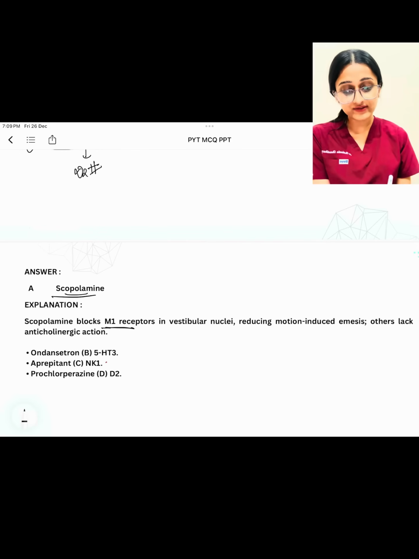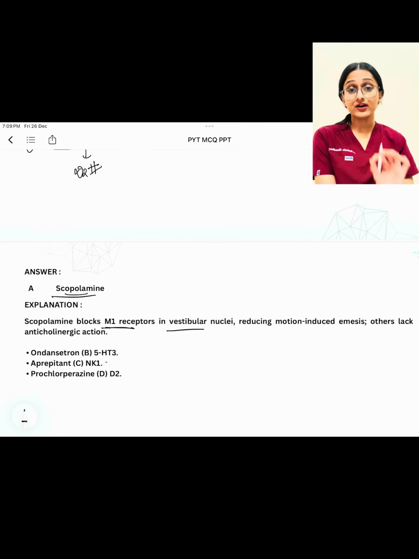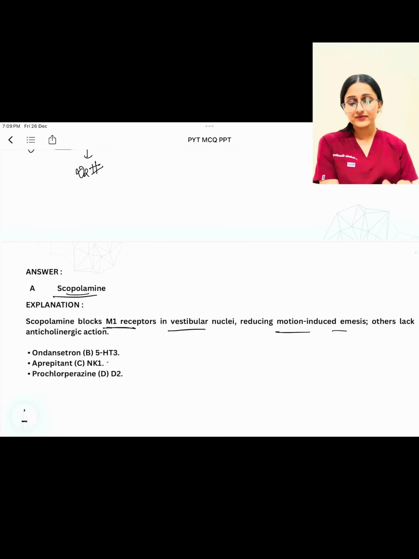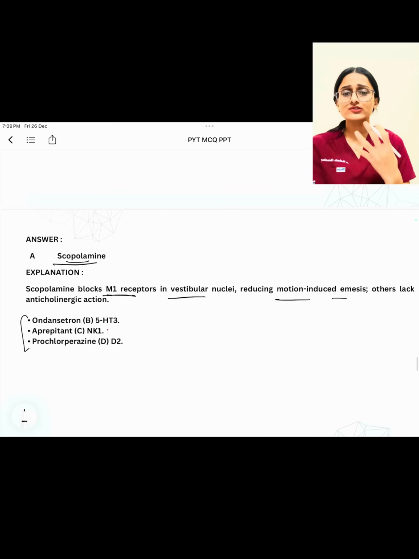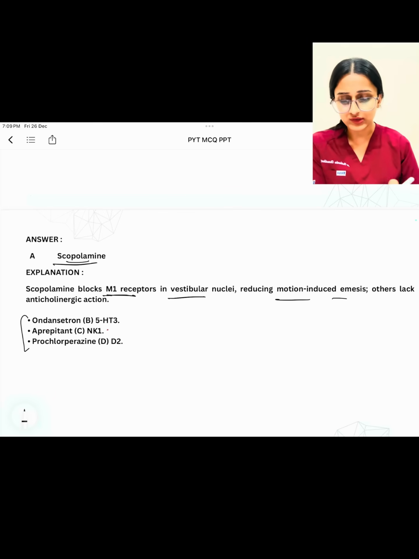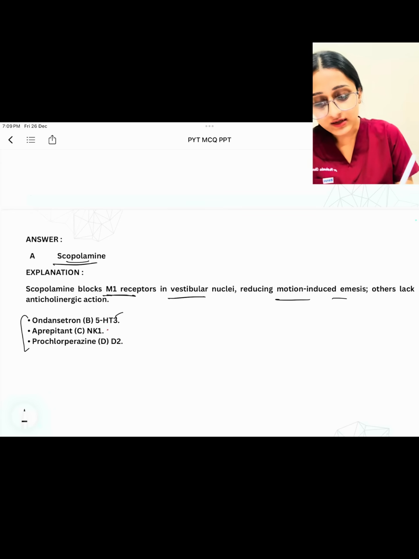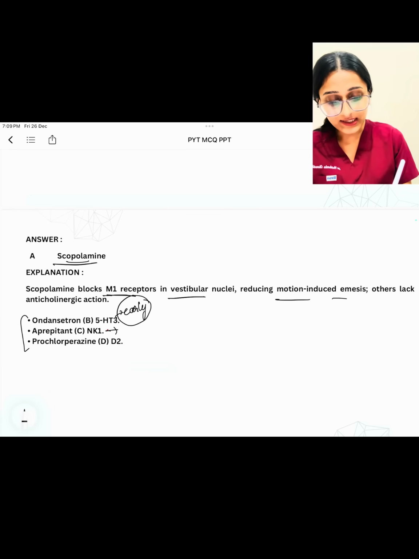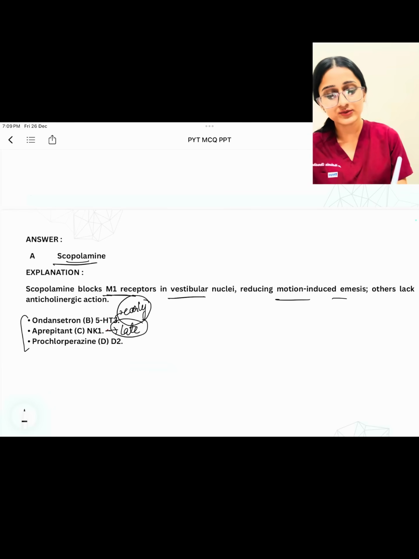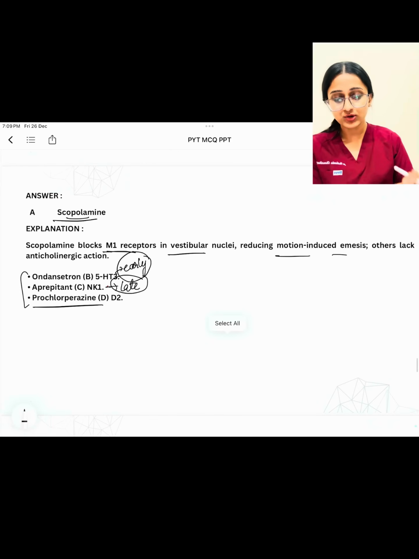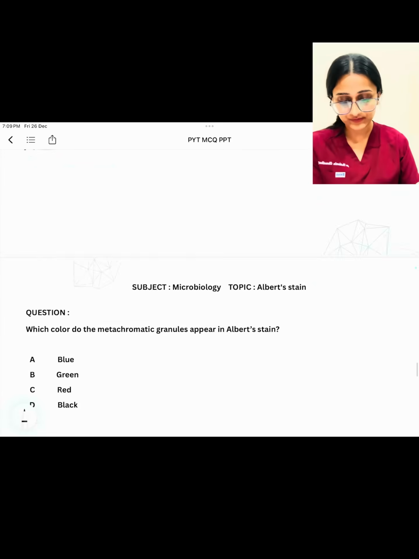Scopolamine blocks M1 receptors in the vestibular nuclei. It reduces motion induced sickness. Ondansetron is mostly for chemotherapy induced vomiting, we all know. Aprepitant is also for chemotherapy. If they ask early chemotherapy induced vomiting, then it is ondansetron. Late, then it is mostly aprepitant. And that is the D2 blocker, prochlorperazine.